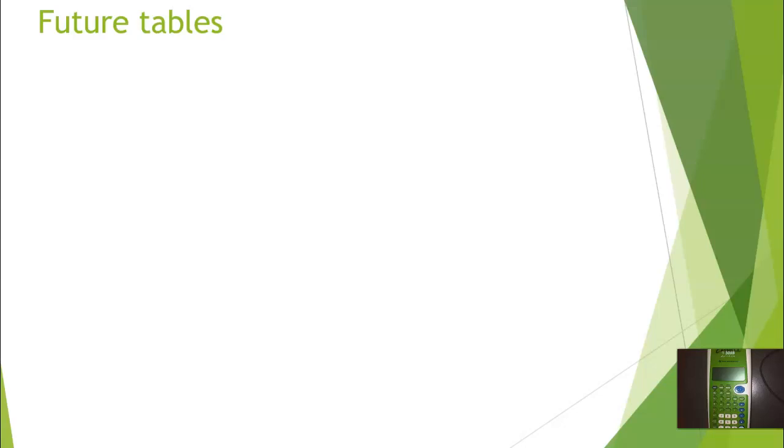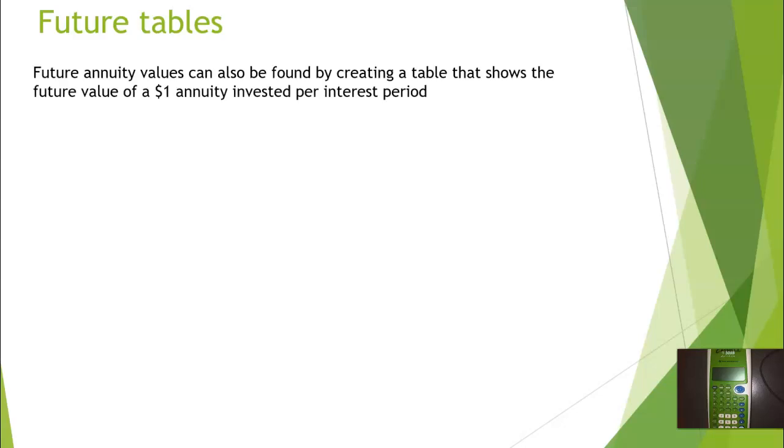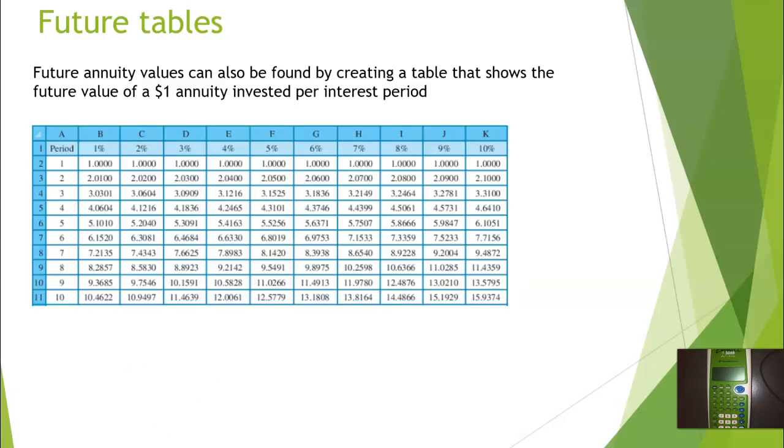So a future value table. If we have a large number of values, you can work out a future value table. And with this we can work out what $1 will earn and then multiply it by however many dollars we have invested. So here's the future value table. Say, for example, we needed to work out 4% for 10 years, we would look down the 4% column and 10 years, and we would multiply however many dollars we have by 12.0061.